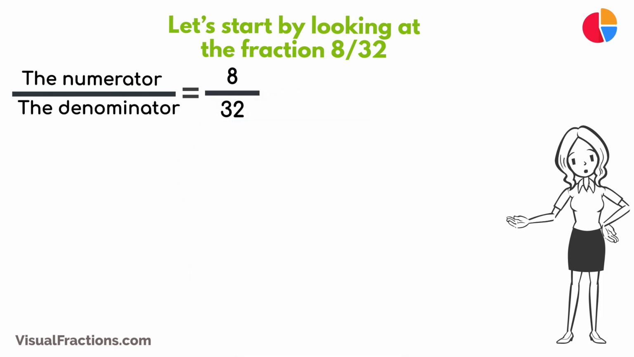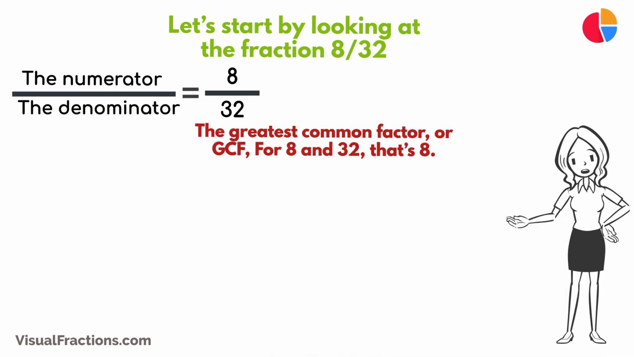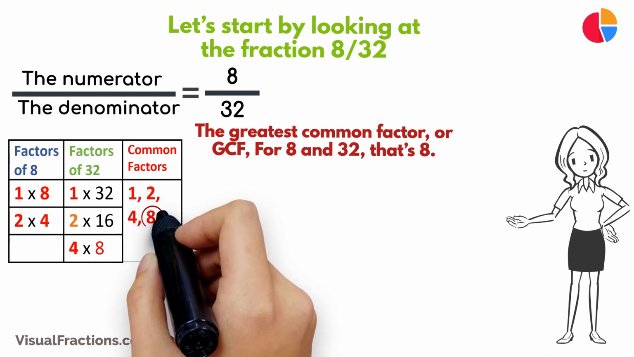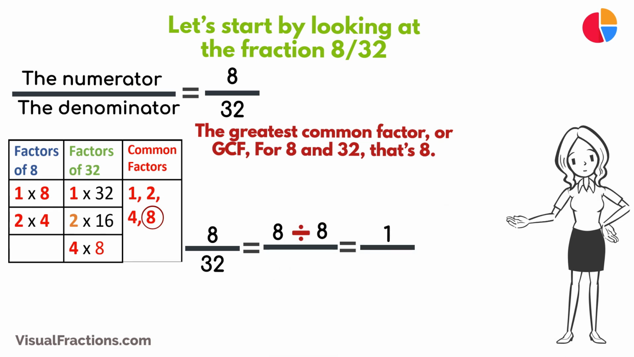The greatest common factor, or GCF, is the largest number that can evenly divide both the numerator and the denominator of a fraction without leaving a remainder. For 8 and 32, that's 8. We start by dividing 8 by 8, which gives us 1. Then we divide 32 by 8, which results in 4.